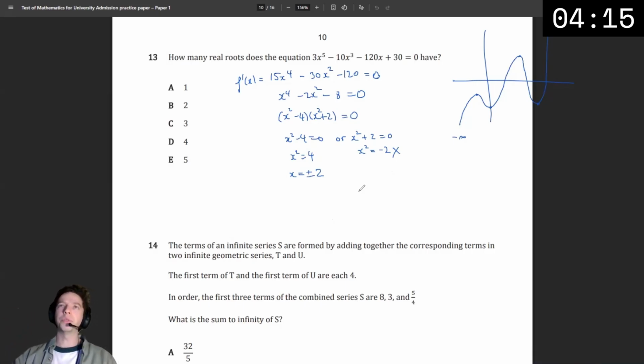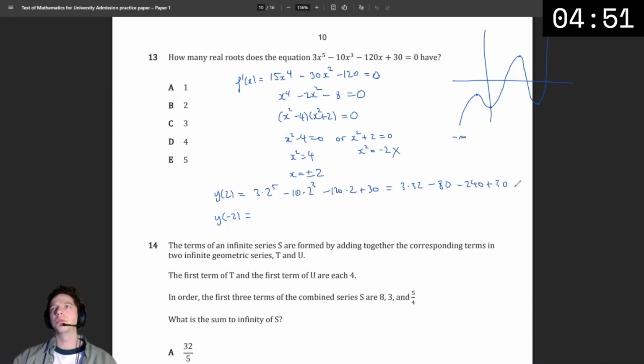All right, so we have two turning points. And then we just need to evaluate the function at these turning points. All right, this is going to be a bit long. But y at 2 and y at minus 2, what do we have? So y at 2, 3 times 2 to the 5 minus 10 times 2 cubed, etc. Let's see. Gotta know your powers of 2, right? Gotta love your powers of 2.